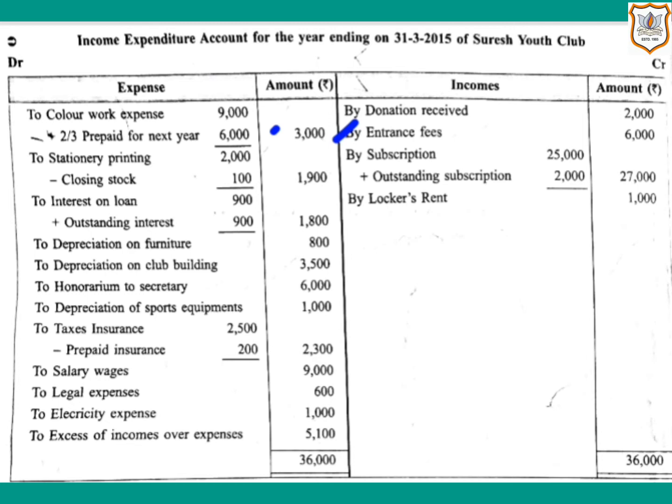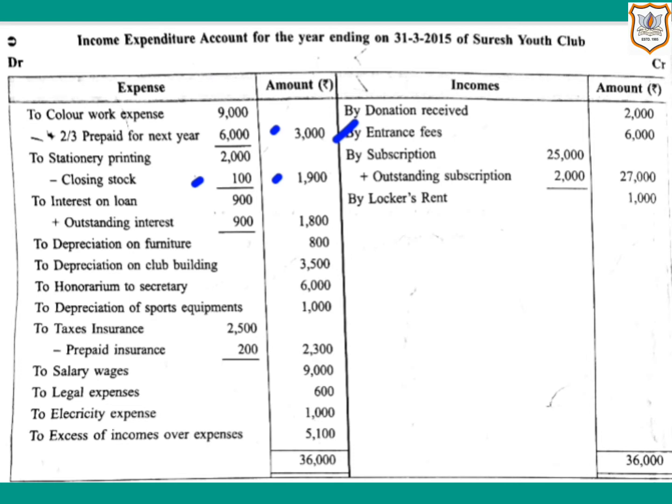Then next is stationery and printing. In adjustment number third, it is given that unused stationery is of rupees 100. That is closing stock of stationery, which is unused, so we will deduct it. So our stationery expense is 1,900 after deducting closing stock from 2,000. Then we have capital fund. It will not be recorded here. It will be recorded in the balance sheet.